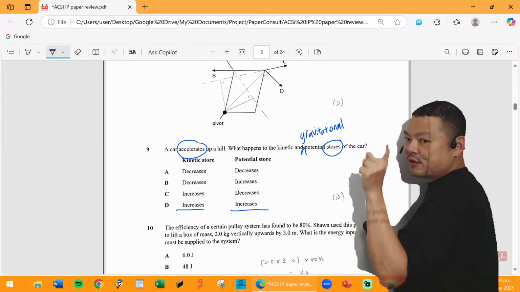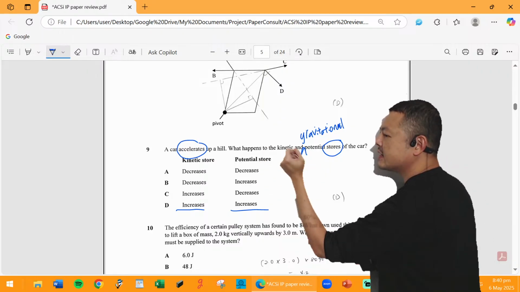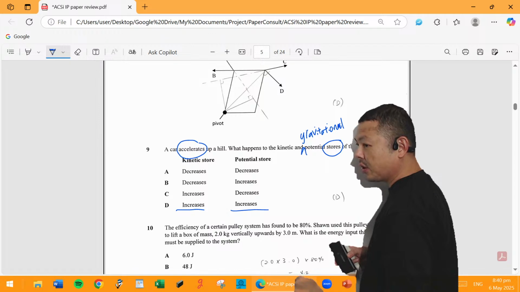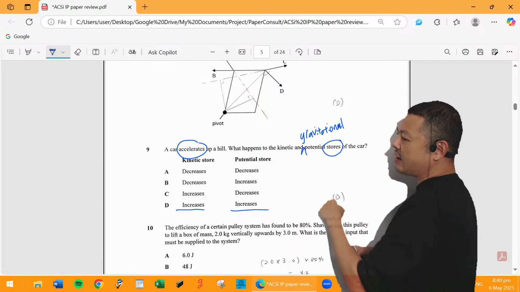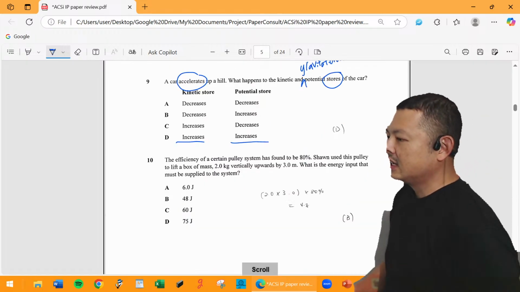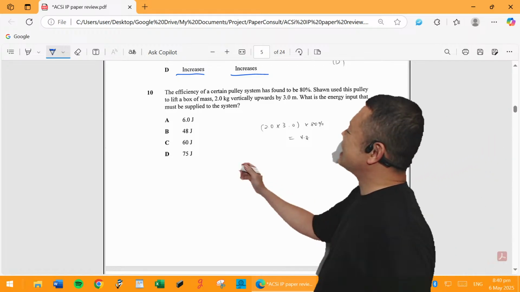Correct. So actually, you can go and fight this with your teacher. You can say that C is the answer because you use the word potential store. You never specify what kind of potential store. It could be the total sum of all the potential stores, which means chemical and gravitational potential store. You go and fight your teacher lah.